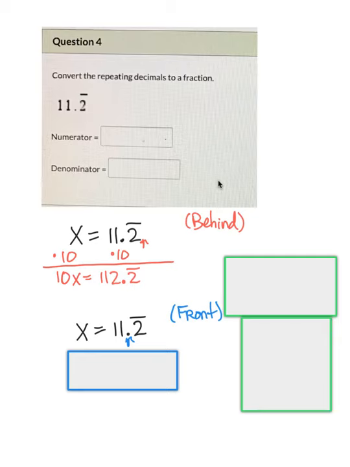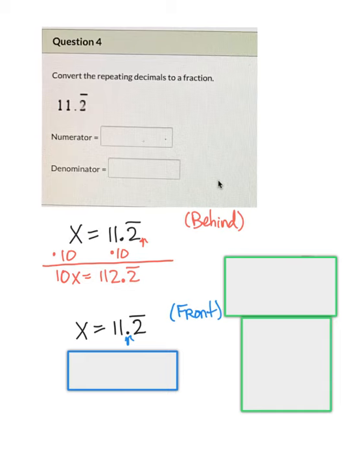And then we're going to make an equation where it is in front of the stuff. So in front is here. So did it actually move? It did not. So our second equation is just the x equals 11.2. We're going to put those together so we can go ahead and subtract them.